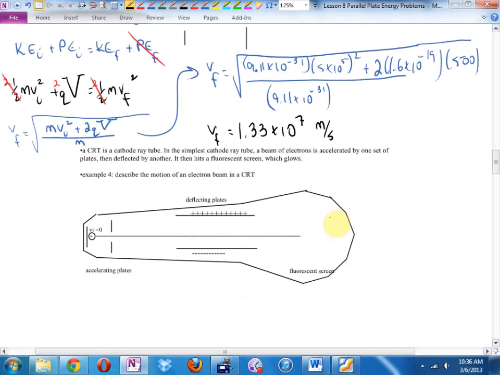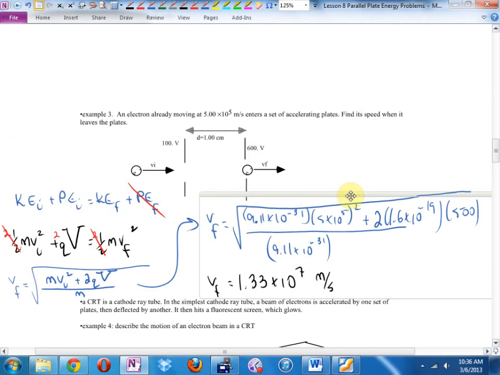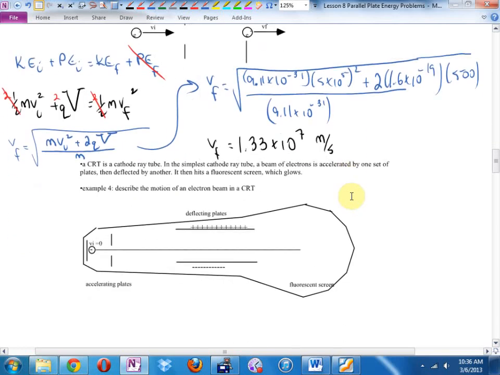So a CRT is a cathode ray tube. In the simplest cathode ray tube, a beam of electrons is accelerated by one set of plates, like this, and then it's deflected by another set of plates. So I'll show you what I mean. Let me zoom in.